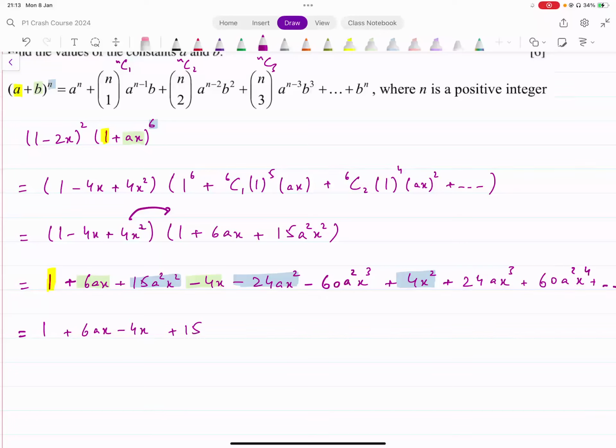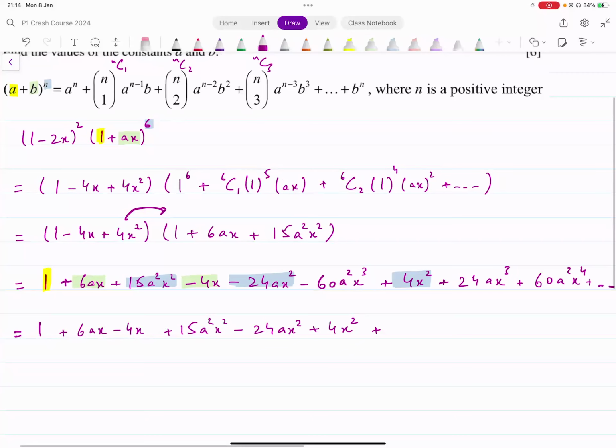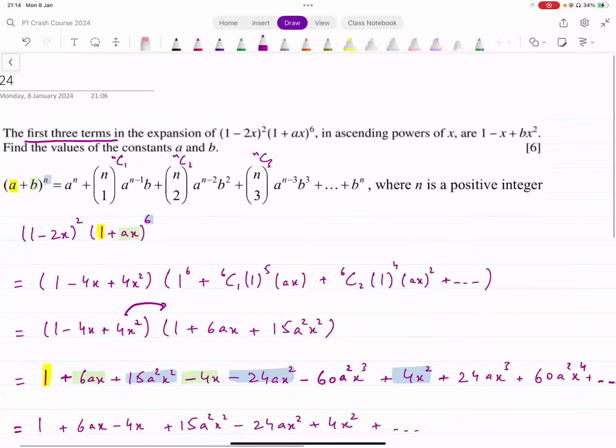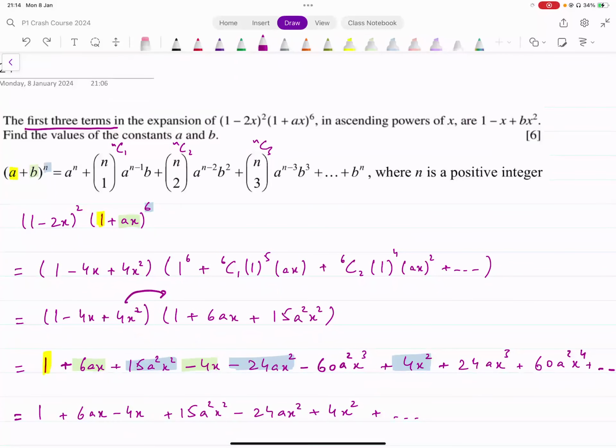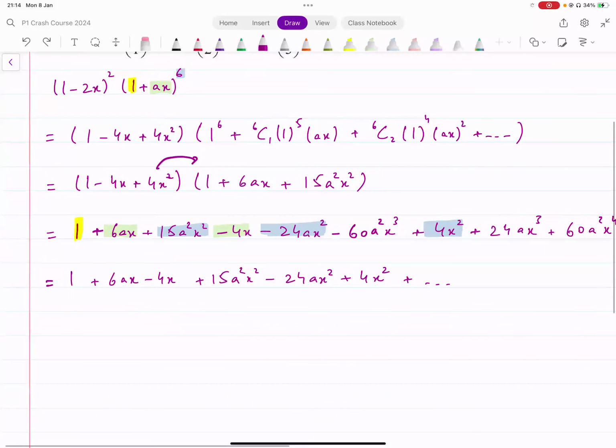That's plus 15a squared x squared minus 24ax squared plus 4x squared. Now the rest of the terms have higher powers than 2. That's x cubed, x power 4. So we don't really need that. We just ignore the rest of them, right? We only need to expand up to x squared here. So that's what we need to compare, right? The first 3 terms. Now this is what we've got.